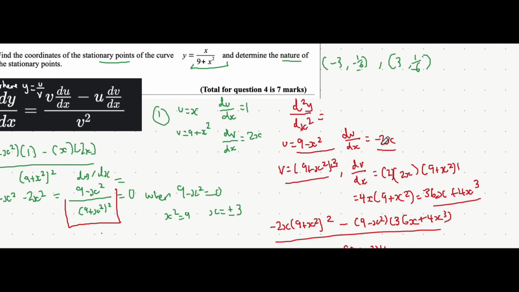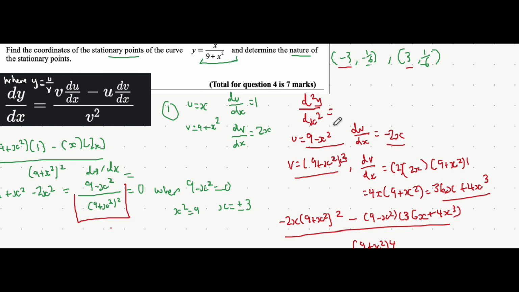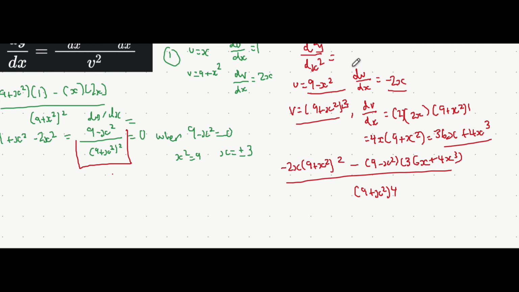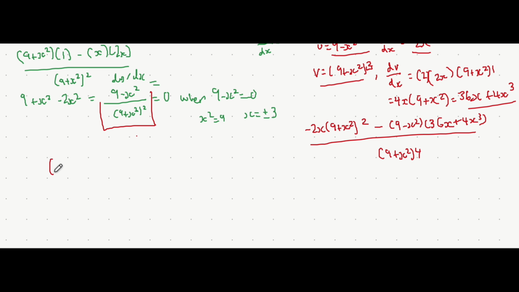Now what we're trying to do is put x equals minus 3 and x equals 3 into this d squared y over dx squared, and determine whether it's positive, negative, or equal to 0. So let's first put x equals minus 3 into this. So at the coordinate minus 3, minus 1 over 6, d squared y over dx squared is equal to, so then we replace everything where there's x here with minus 3. So I'm just going to do it on my calculator quickly.